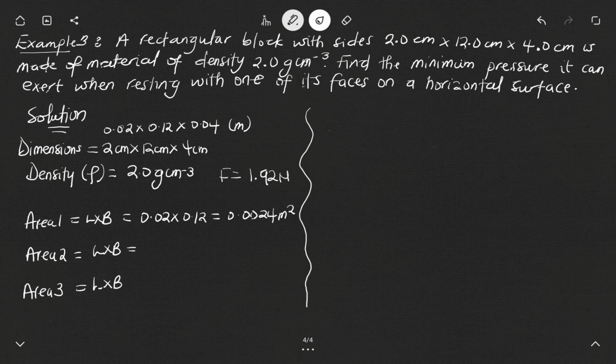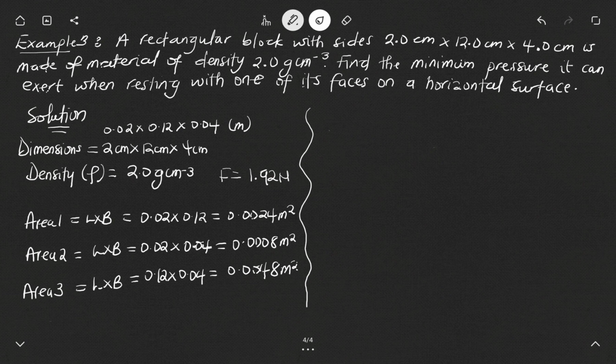All right, let's look at area 2. Area 2, I still use 0.02, but I multiply with 0.04. So 0.02 multiplied by 0.04 will give me 0.0008 meters squared. Now if this multiplication I'm doing here is confusing you, you can draw a rectangular block yourself and give it the dimensions so that you know what to multiply. Now the last one will be between 0.12 and 0.04, so that will become 0.12 multiplied by 0.04, and that will give me 0.0048 meters squared. This will become my area 1, area 2, and area 3.